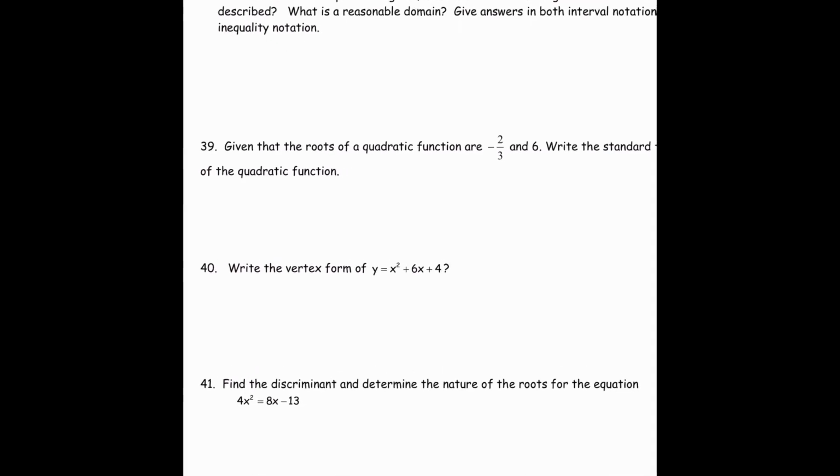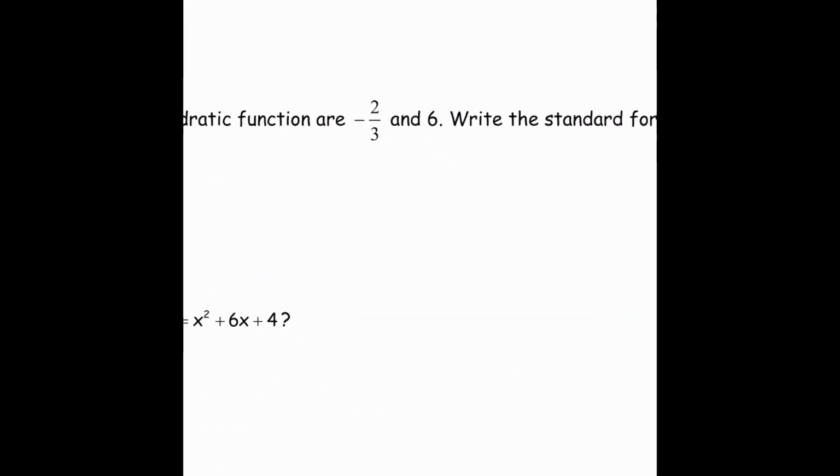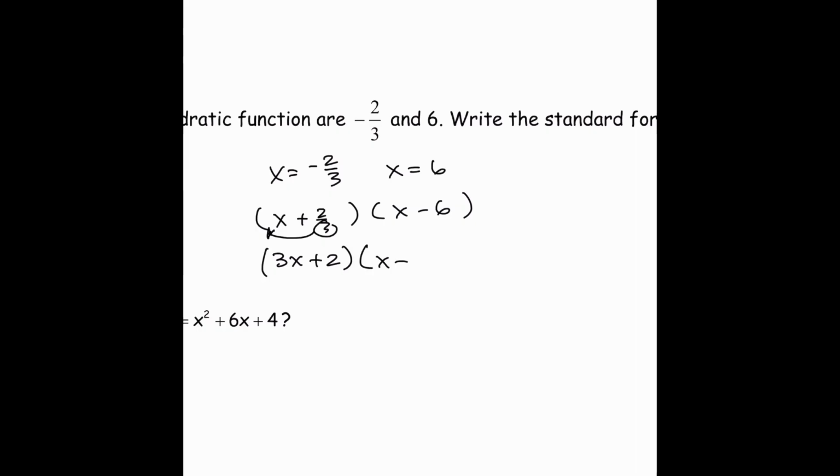39. All right, given that the roots of a quadratic function are negative 2/3 and 6, write the standard form of the quadratic function. So we just need a function. If they give me the roots, so x equals negative 2/3 and x equals 6, the factors are going to be x plus 2/3, x minus 6. I can clear the fraction on the left. If I multiply this by 3, this is going to be 3x plus 2, all I'm doing is just swinging up the 3, times x minus 6. These are still factors, still the roots.